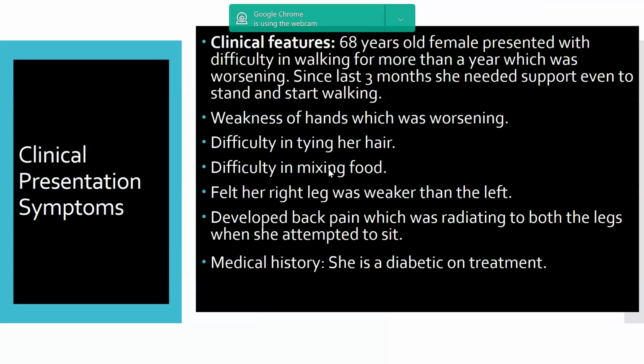This patient, 68 years, presented with progressive quadriparesis for more than a year, which worsened in the last 3 months. She had difficulty in tying her hair and difficulty mixing food. She felt her right leg was weaker than the left, and she had difficulty in walking also. She needed support even to stand. Her only medical history is that she is a diabetic.